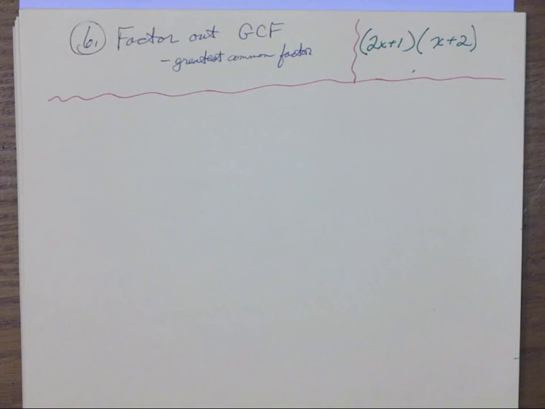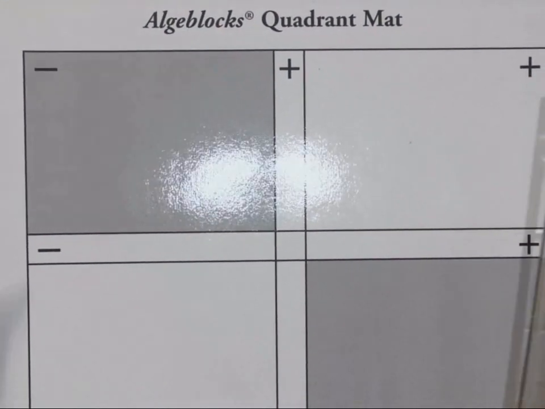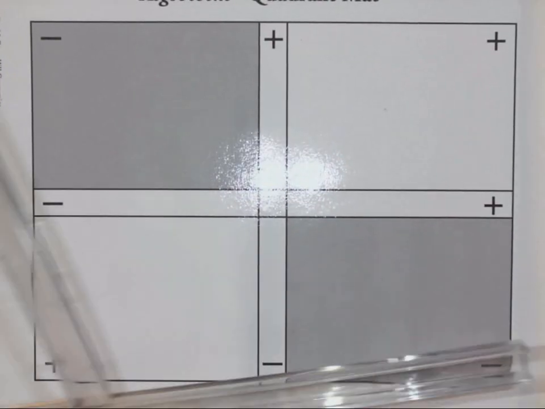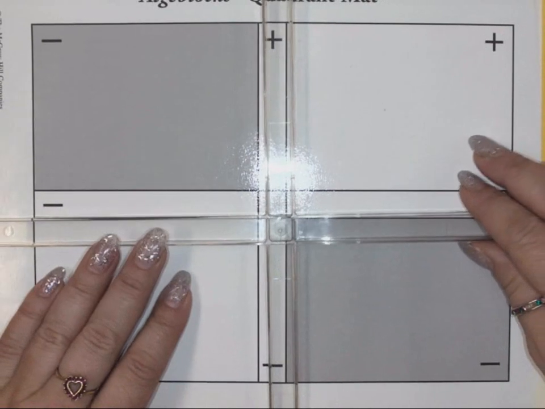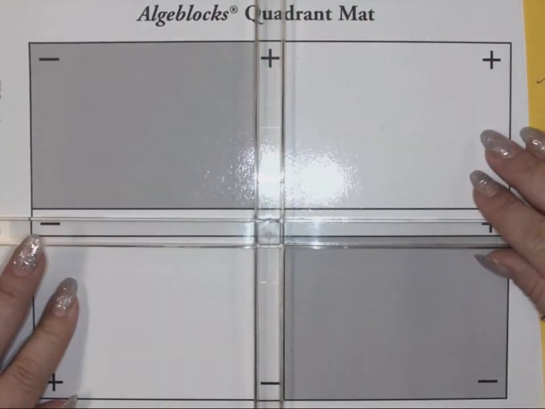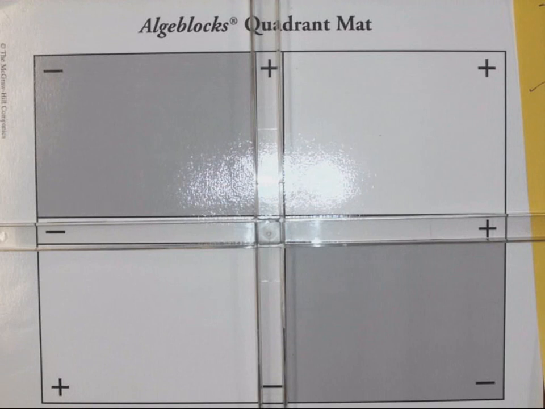I'm pulling up my Algeblocks quadrant map, and I've got my factor track. I hope everybody's done with that. I'm going to cover it up so we can see this. Back up a little bit so we can see the whole quadrant map. The stinker doesn't want to sit right underneath that document camera with the factor track. So there we go, back it out a little bit more. Sorry about that, it always does weird stuff.